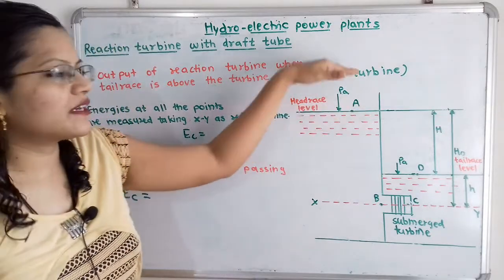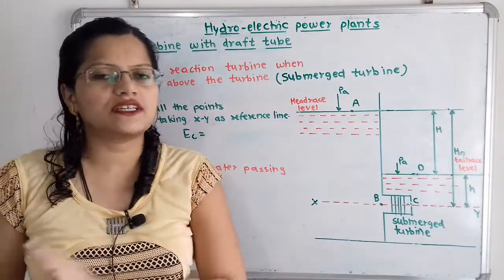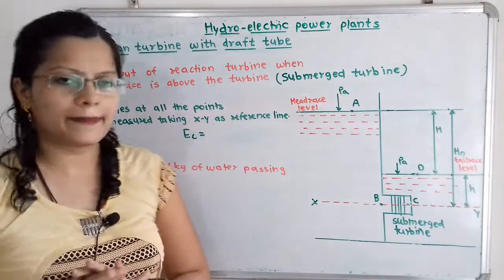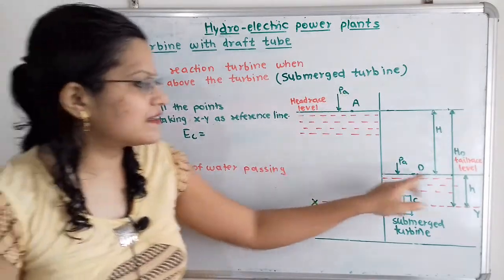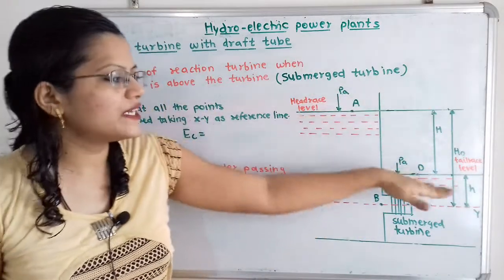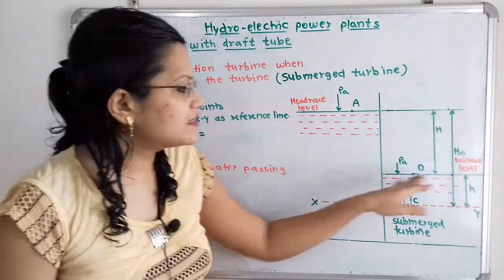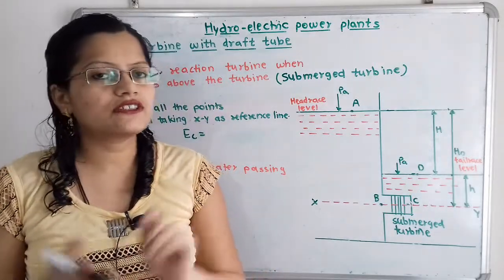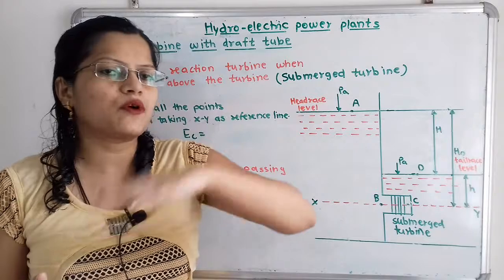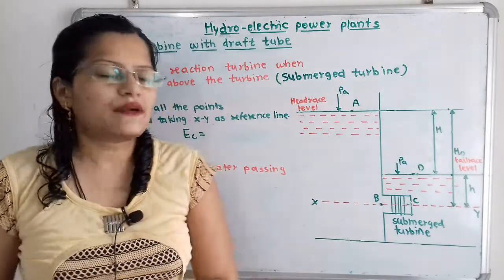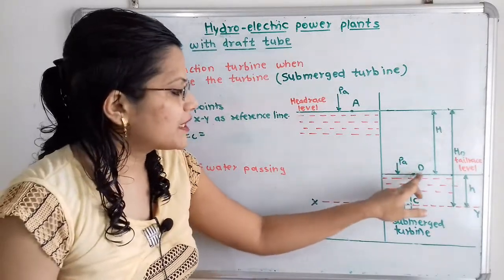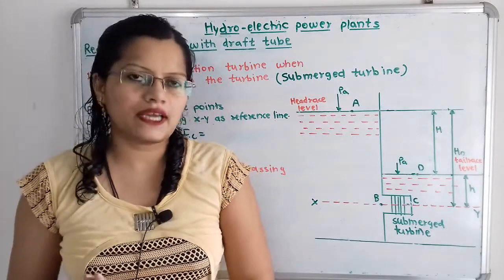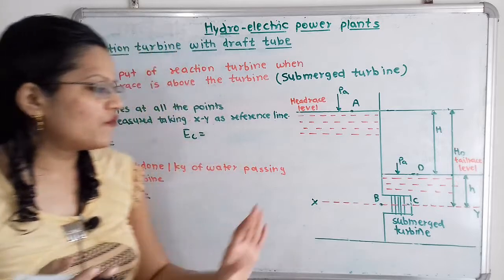So above this level there is the atmosphere. So what is the pressure at point A? That is the atmospheric pressure, and the notation is PA. Now next is the tailrace level. The tailrace level is below the headrace level, and at this tailrace level we will consider one particular point D. What is the pressure at point D? Because above the tailrace level there is the atmosphere, the pressure at point D is nothing but atmospheric pressure PA. Now we will move to the turbine.